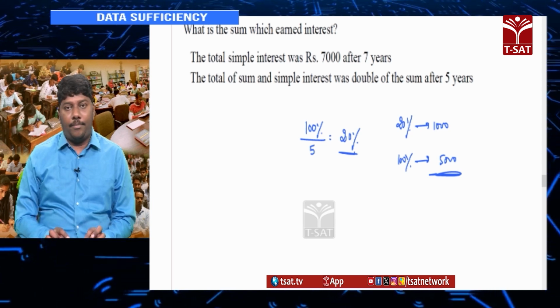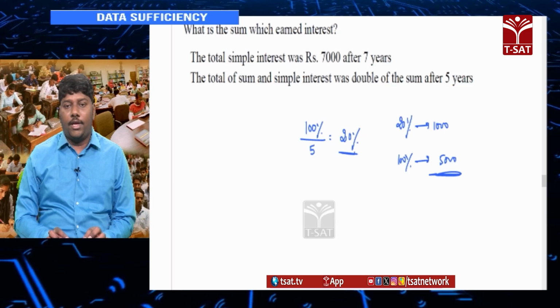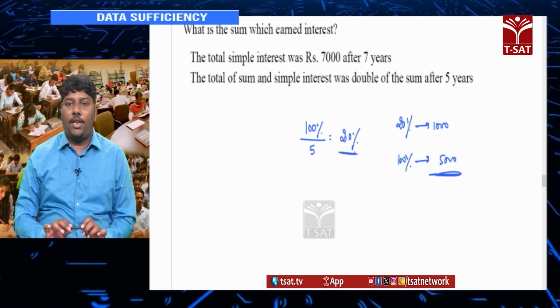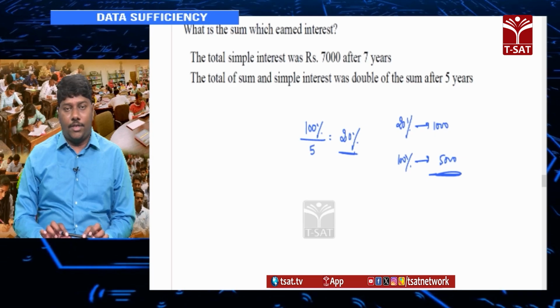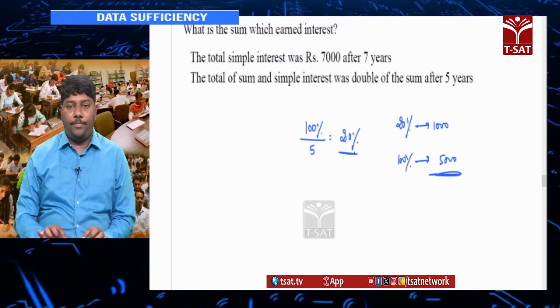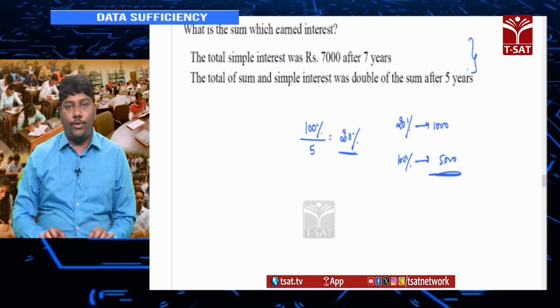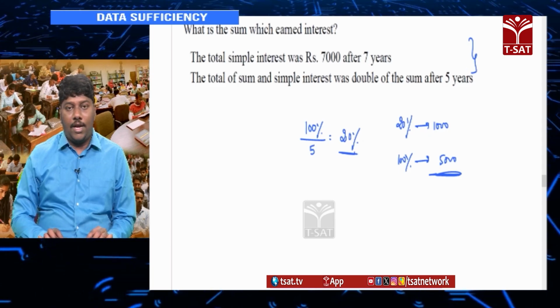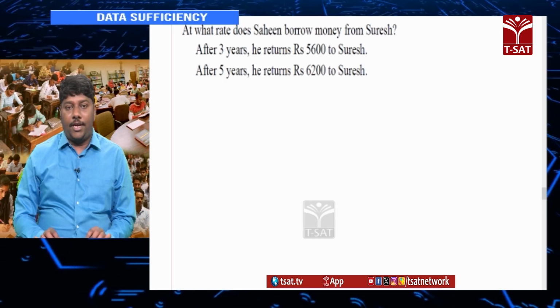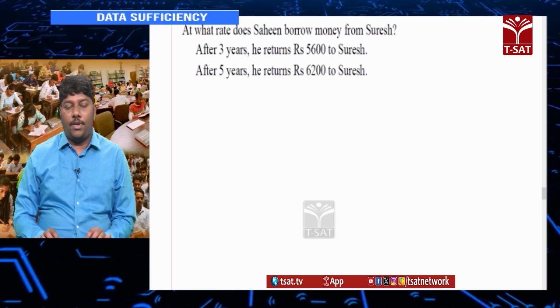I would say by combining it is possible. You don't need to find out whether it is 5,000 or 6,000. All you need to say is whether it is possible or not. Yes, it is possible, because the rate and the value you also know, so you can find out your principal. After combining 1 and 2, it is possible. Therefore the answer is D.